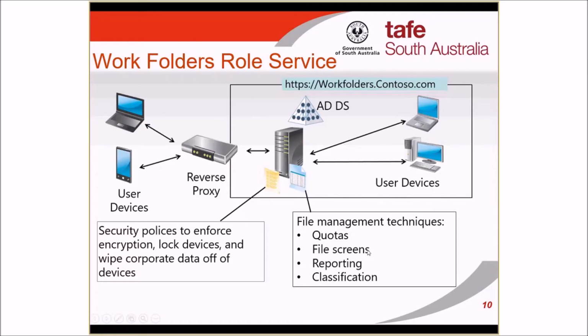So we can use file screens to prevent people from storing certain types of files. It works by file extension. If you want to prevent people from storing ISO files in their department folders or their home directories, you can put a file screen with the *.iso extension. There's also reporting. How do we know how much people are using of their storage systems? We can create reports to identify the biggest files, the highest users of the system, and so forth. And classification allows us to classify certain types of files and perform some automatic actions on them.